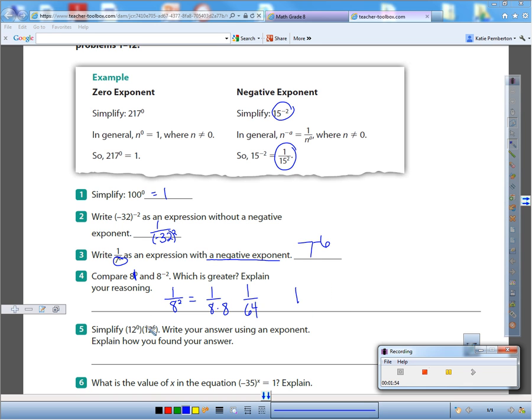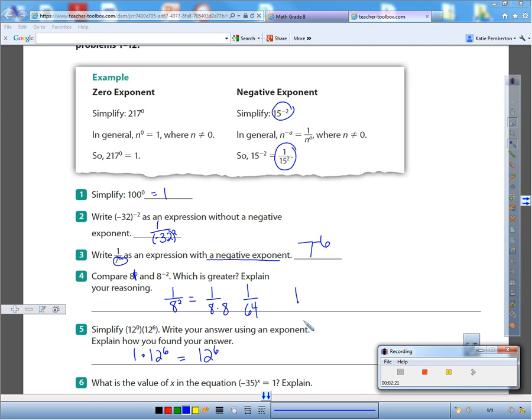On number 5, okay, you're simplifying this expression, and you're going to write your answer using an exponent. So anything to the 0 power is 1, so this is going to give you 1, and you're multiplying that by 12 to the 6th power. Anything times 1 is whatever that other number is itself. So you'd be left with 12 to the 6th power.